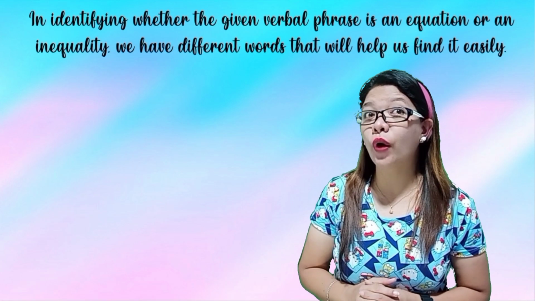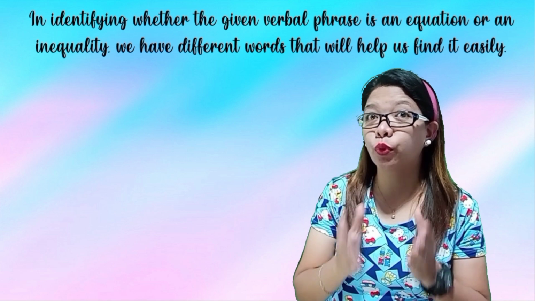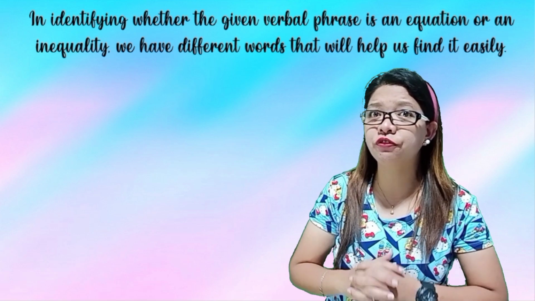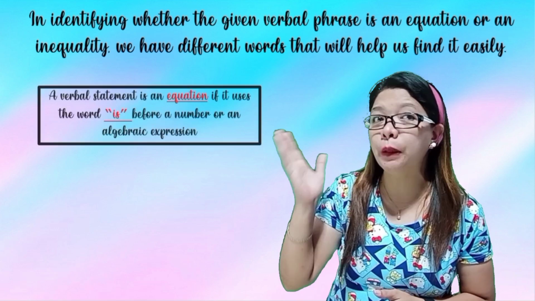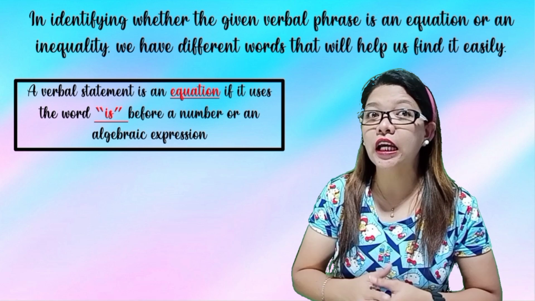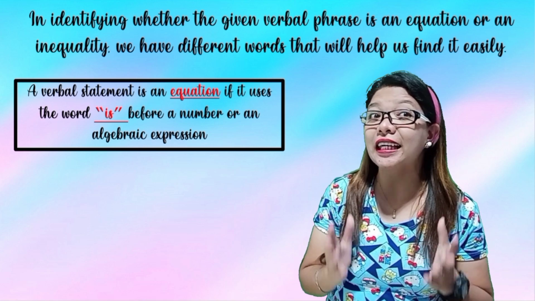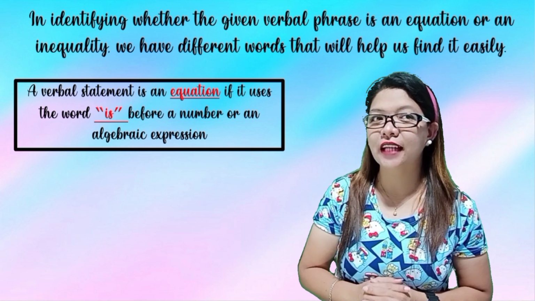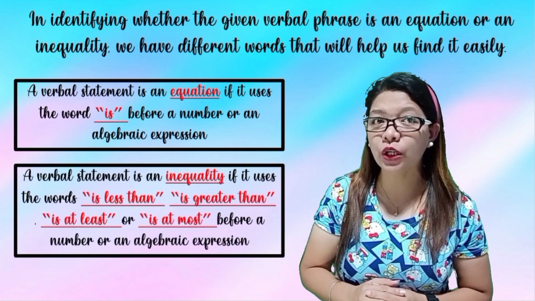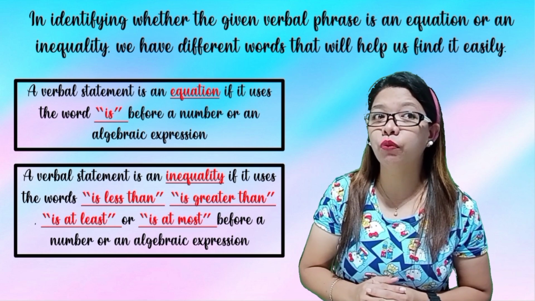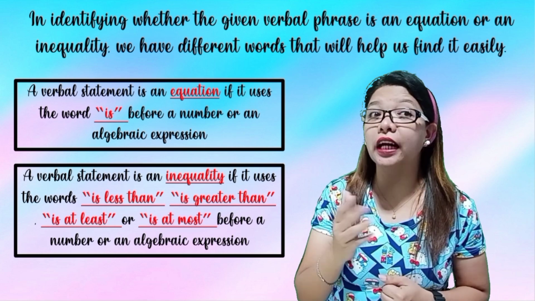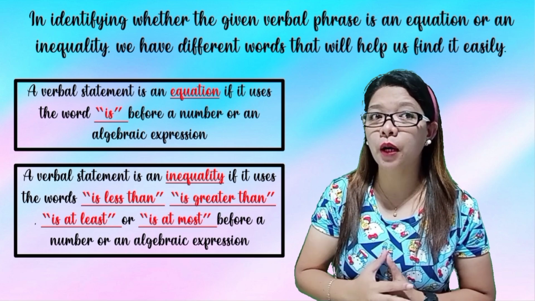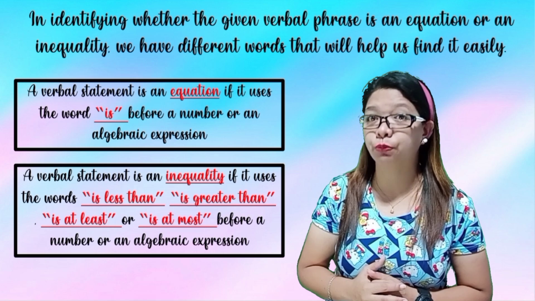In identifying whether the given verbal phrase is an equation or inequality, we have different words that will help us to find it easily. The verbal statement is an equation if it uses the word is before a number or an algebraic expression. A verbal statement is an inequality if it uses the words is less than, is greater than, is at least, or is at most before the number or an algebraic expression.